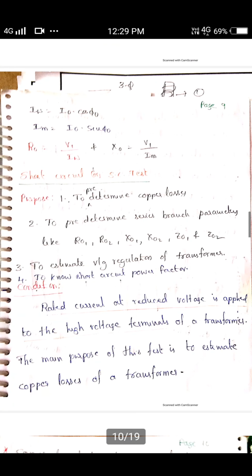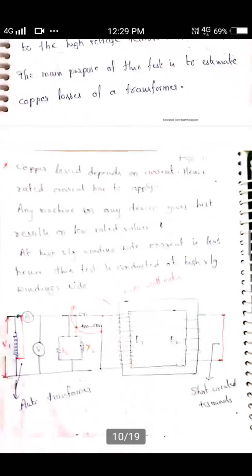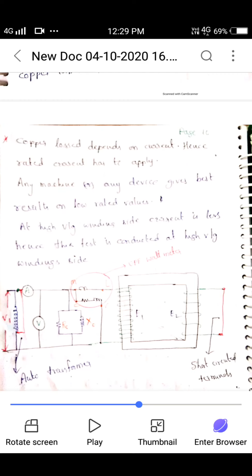See, whatever I explained, I wrote all the points here. See the diagram here, with reduced voltage. Our target here is the ammeter. In case of open circuit test, our target is the voltmeter, rated voltage. By seeing the voltmeter only we apply rated voltage. Mostly we use an auto transformer. Why? Because an auto transformer gives variable voltage from 0 to rated voltage. That's why across the AC supply we connect one auto transformer, and from that auto transformer we connect all the devices.